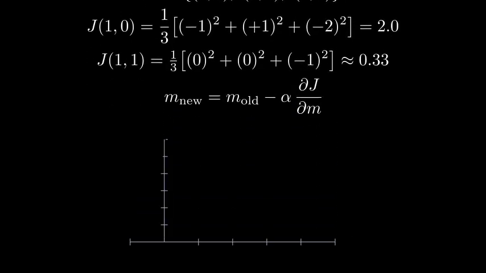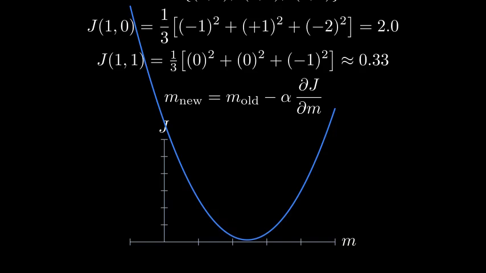Let us draw cost versus slope for our 3 points while keeping b equal to 1. We will start at slope 0 and take a few steps of gradient descent.